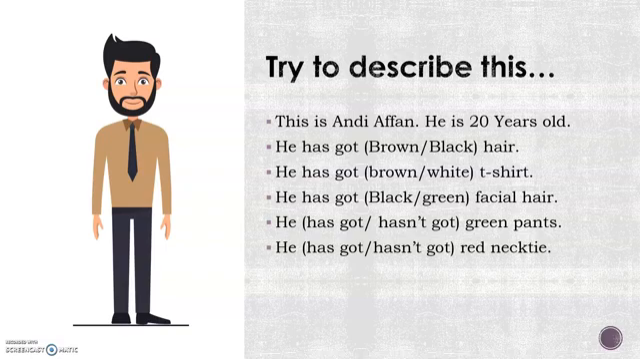Okay, now I have made an exercise for you as an example. This is Andi Afan. He is 20 years old. He has got black hair. As you can see here, he has black hair instead of brown hair. And then he has got a brown t-shirt. As you can see here, he has a brown t-shirt instead of a white t-shirt. So you can try to answer this, as given in the answer.